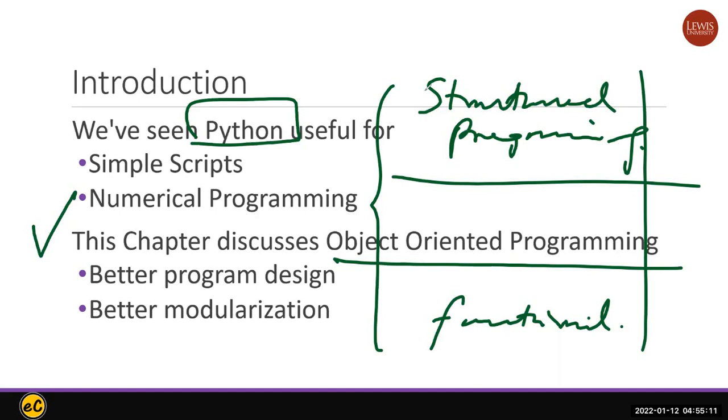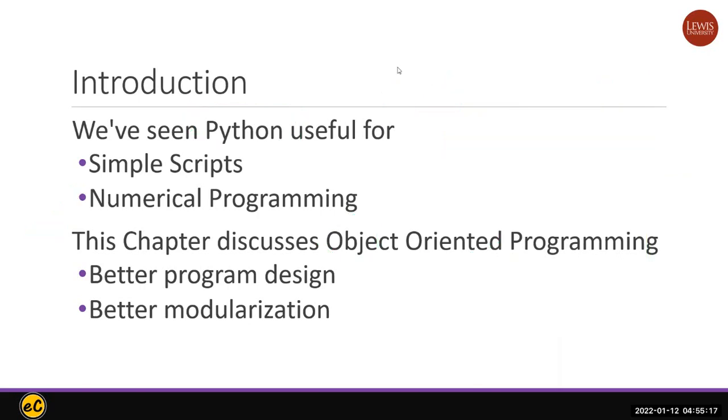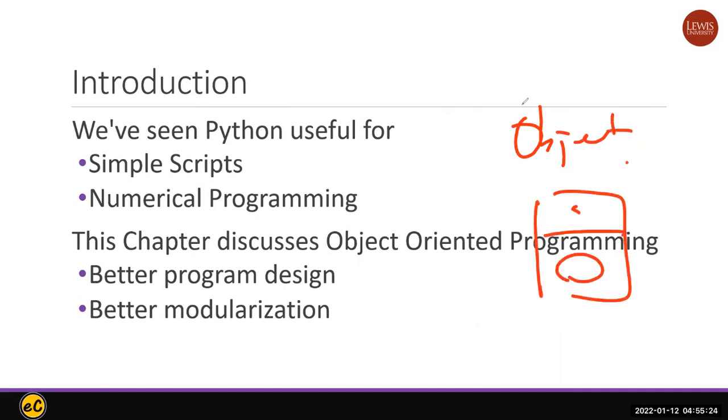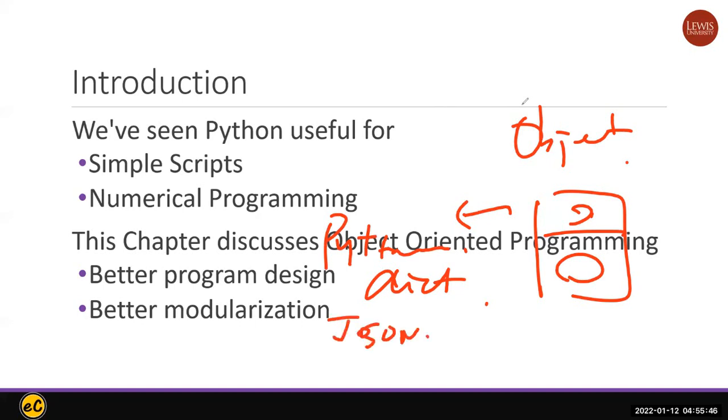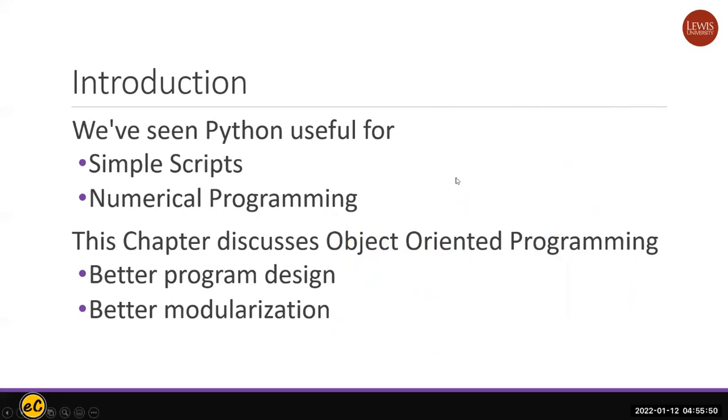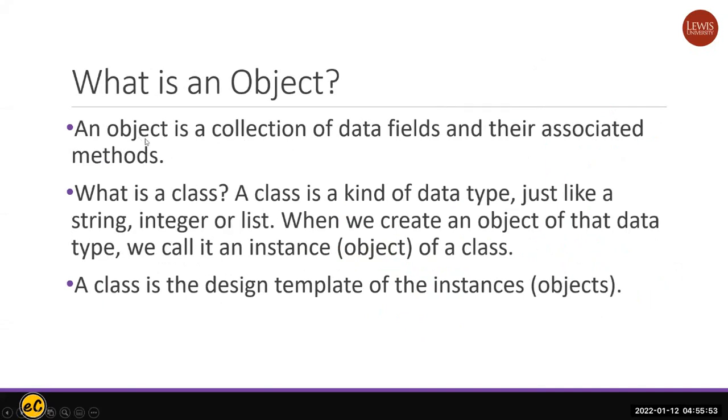Right here we focus on objects. An object is really a concept. It is a concept where you have the data and methods put together. You may use a dictionary to represent it. In Python, you can use a dictionary, or a JSON file, to describe it, and you can also use a class to define it. So let's look at the difference. An object is a collection of data fields and its associated methods.